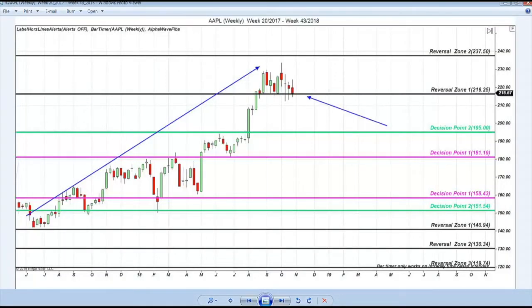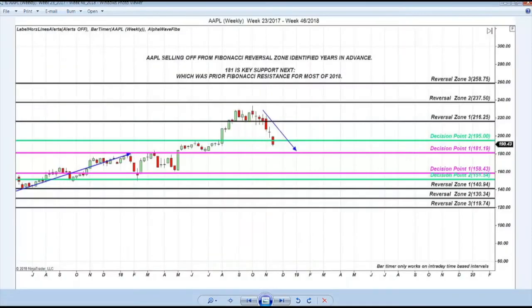When Apple reaches reversal zone, Apple comes out with spectacular earnings. However, spectacular earnings don't mean a thing. Fibonacci reversal zone means everything. Apple frozen in correction, 216 is key support. This support is out. Apple starts selling off. As expected. What do I say? 181 is key support next.